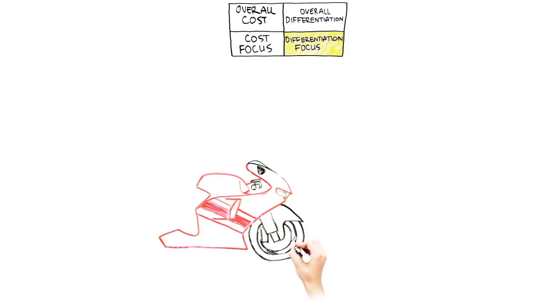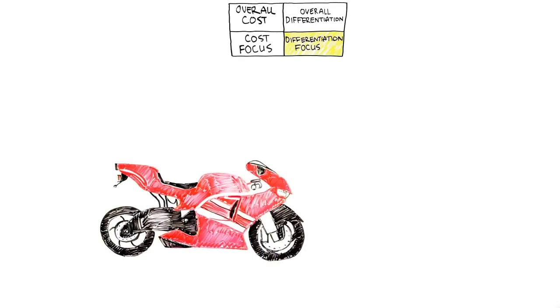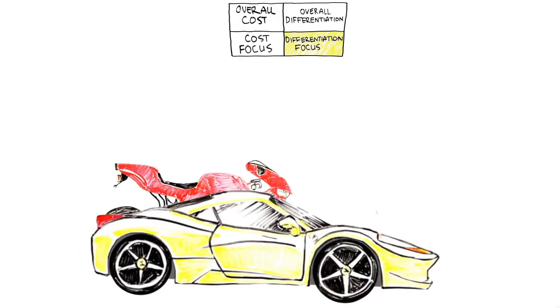Differentiation focus is basically a differentiation strategy in a narrow or focused market. Ducati motorcycles is a great example. They target a narrow slice of performance-focused motorcycle enthusiasts. Ferrari is another example. They target performance-focused drivers who have millions to play with.